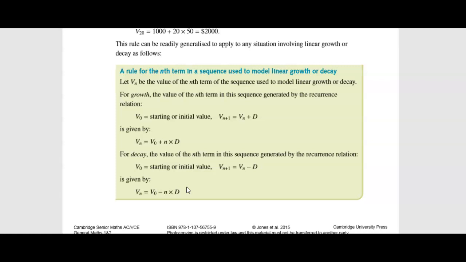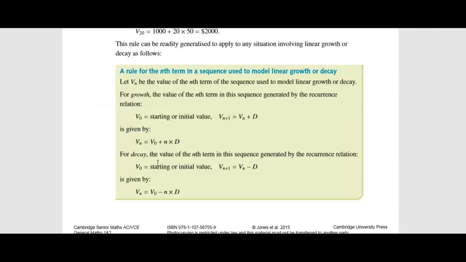So a rule for the nth term in a sequence used to model linear growth or decay. So we let Vn, and sometimes you'll see a letter other than V, be the nth term of the sequence used to model linear growth or decay. So if we've got linear growth, the value of the nth term in this sequence is generated by the recurrence relation. So this is your recurrence relation here. Whoops, let's just highlight it. So V0 is your starting value or your initial value. Vn plus 1 equals Vn plus d. So that's your recurrence relation, where d is your common difference, or how much you're going up by. And then you've got the rule associated with that, so the rule for growth.